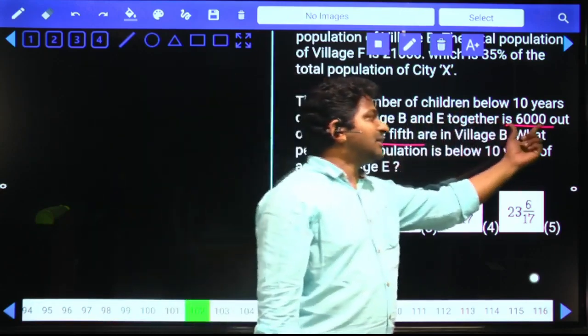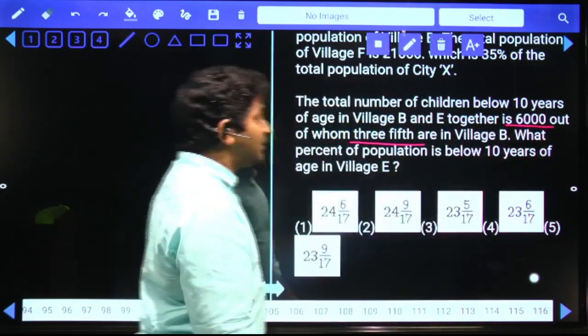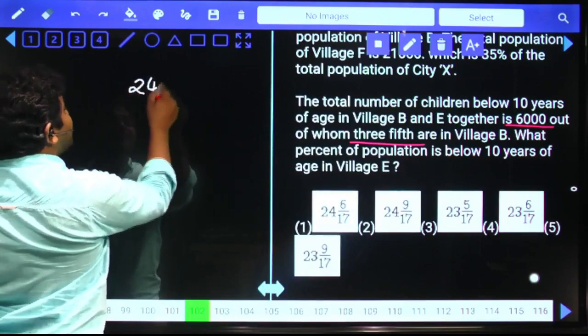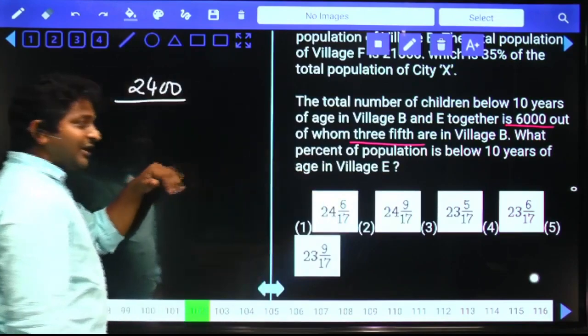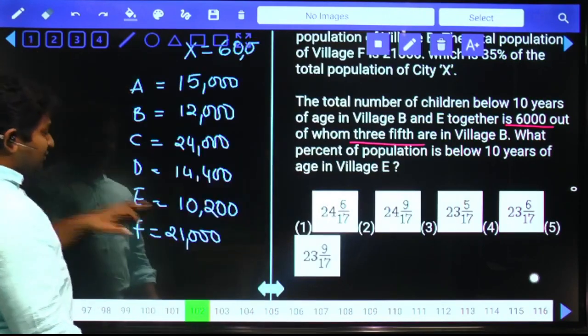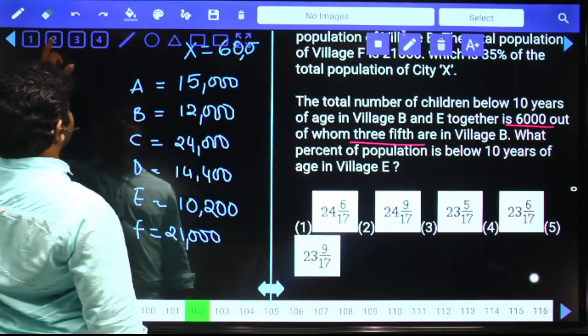40% of which number? This number. What is 40% of 6,000? 2,400. So this many children are there in village E. Now we need to calculate in terms of percentage. In village E, how many people are there in total? 10,200.